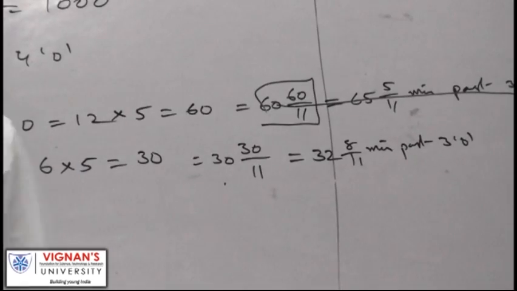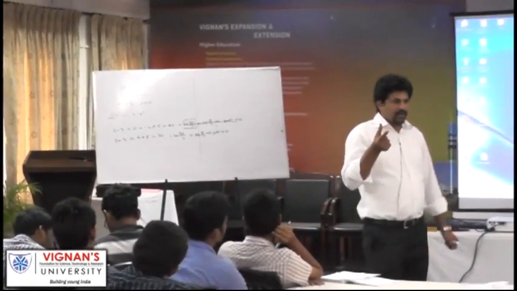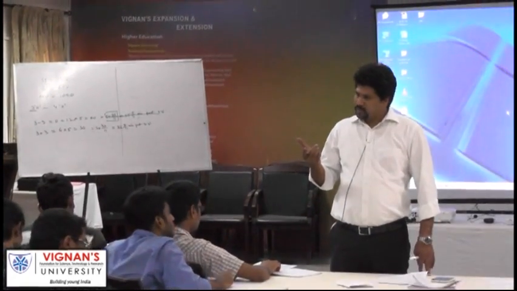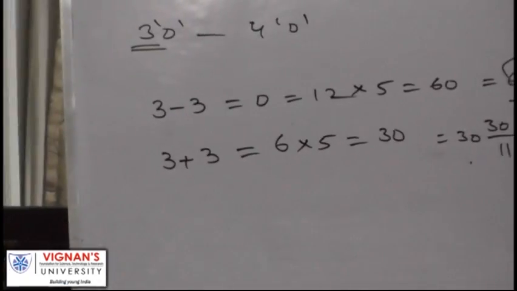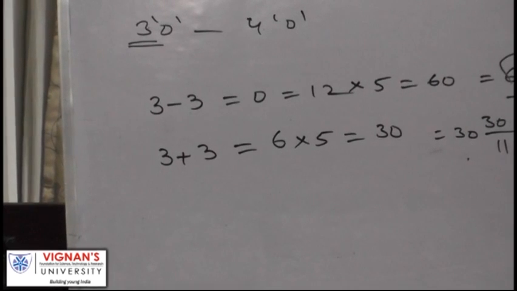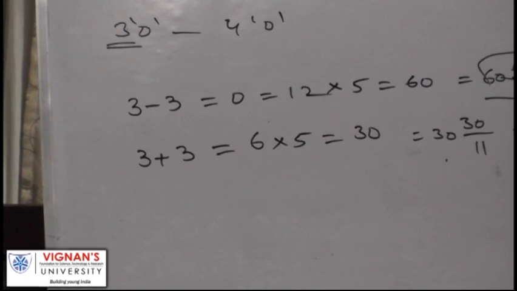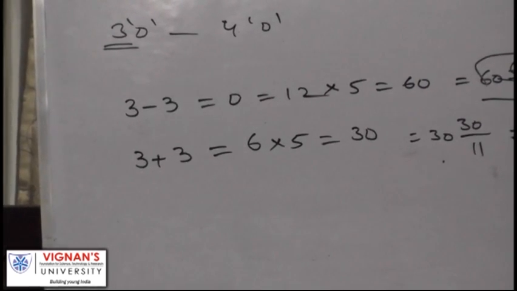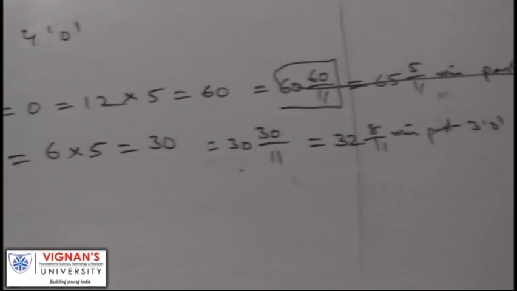32 and 8 by 11. I repeat one more time. Take the initial hour, minus 3, plus 3, whatever may be the initial hour. Suppose it is 6 to 7: 6 minus 3, 6 plus 3. For that many hours, we take minute spaces. 3 plus 3 is 6 hours, you have 30 minute spaces. So simply write 30, 30 by 11. If it is 50 minute spaces, write it as 50 by 11. You directly get the answer.